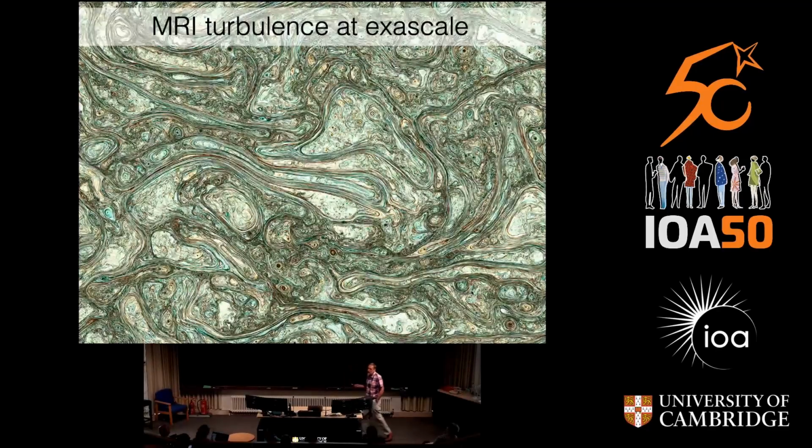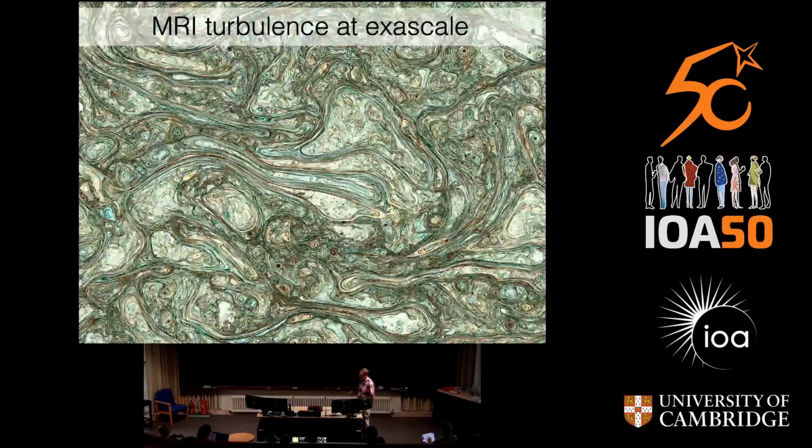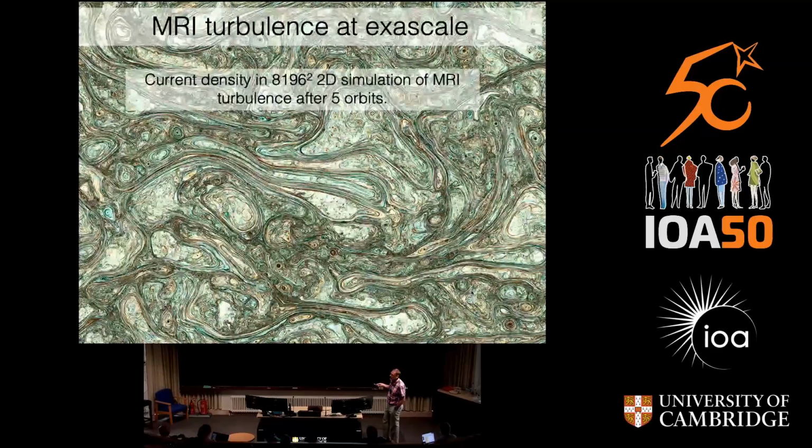Well, you can look at MRI turbulence at exceptionally high resolutions. This is an image from a 2-dimensional calculation run at 8,000 squared. It's the current density out of the plane in the MHD flow. You see emerging these very thin current sheets all over the place from the turbulence, which is winding up the magnetic field. And wherever you have these current sheets, you sometimes, not always, but sometimes get reconnection, which generates these little plasmoids.